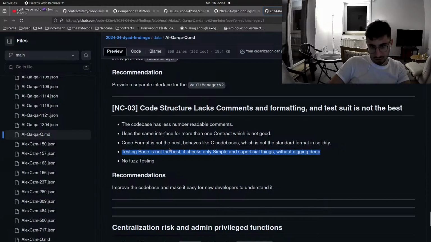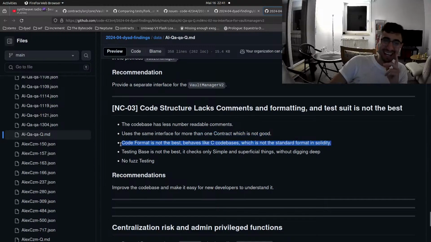The hair tag. Code format is not the best. It has like C code base. It's not standard format. It's lazy. Oh, this is funny. Use the same. This is good. I've actually never written C code in my life.